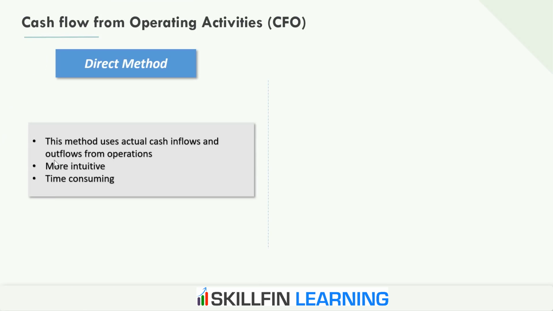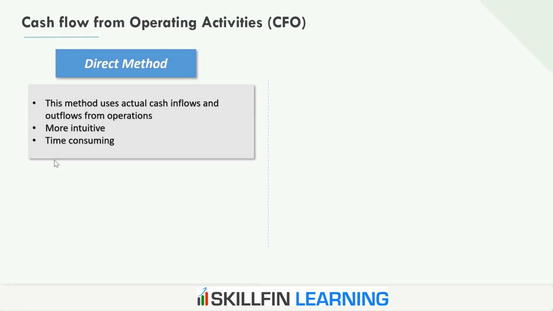Direct method includes actual cash inflows and outflows from operations. This method is more intuitive compared to the indirect method, but it is a time-consuming process. It usually takes longer to prepare a cash flow from operating activities statement using a direct method. So companies usually follow indirect method for reporting cash flow from operating activities.